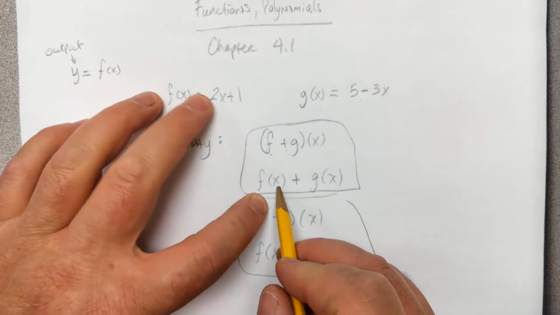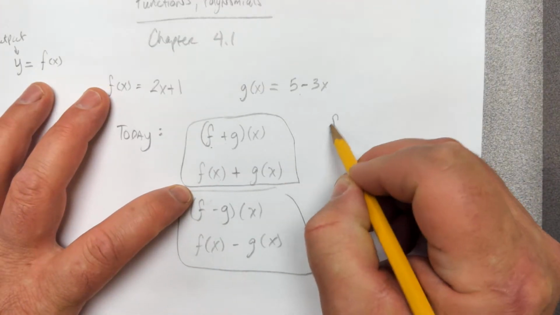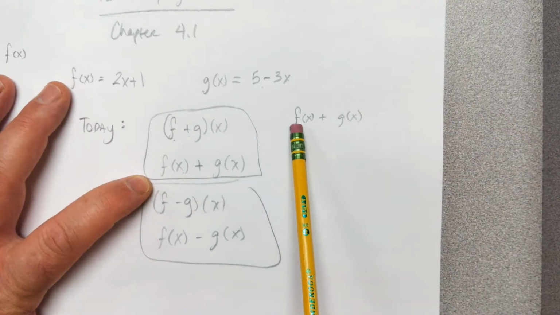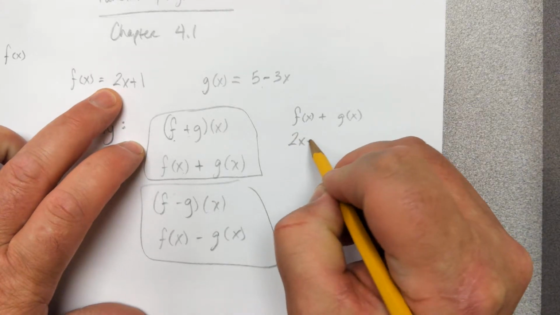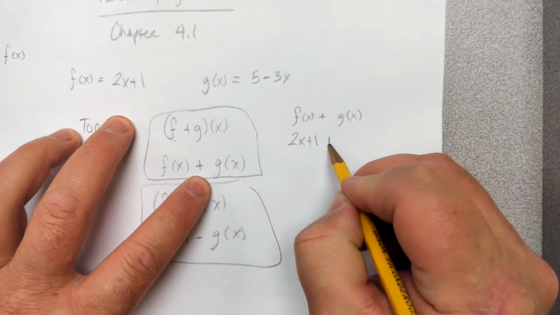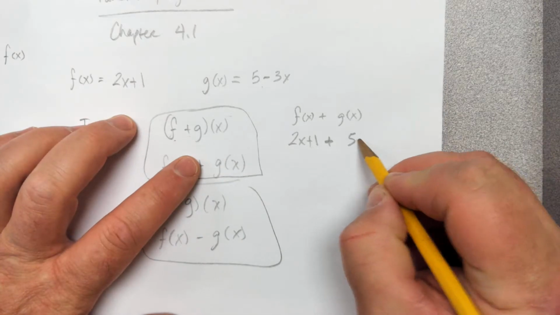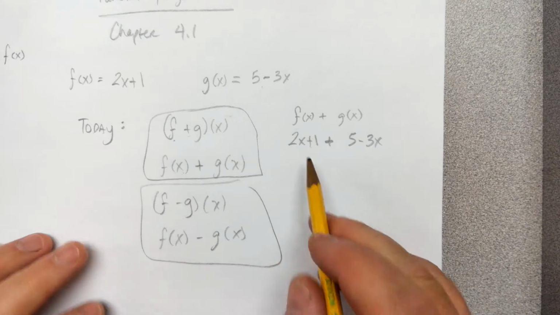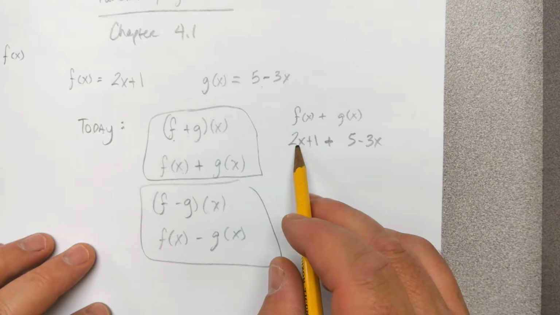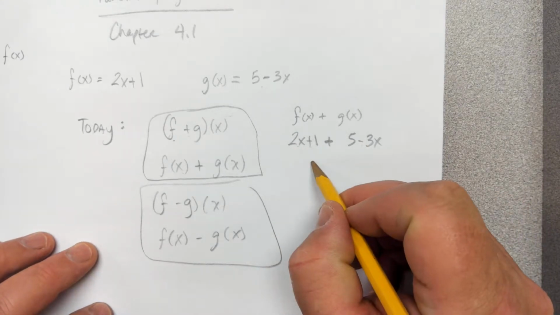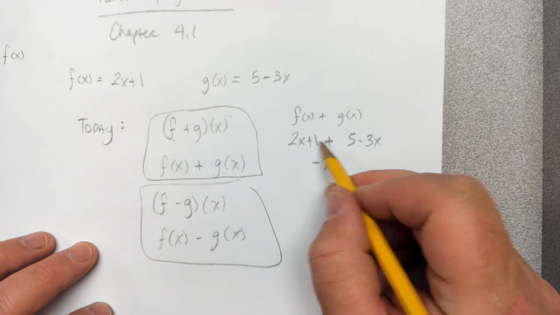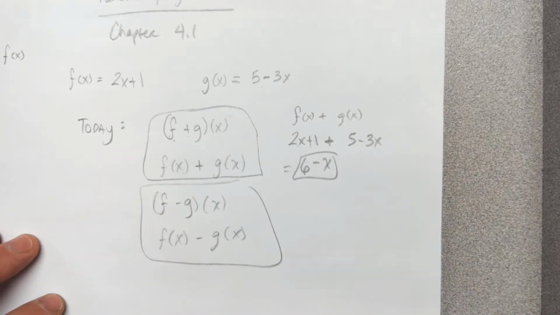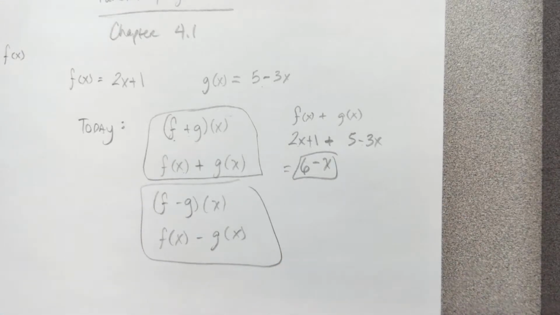So you see how f of x is, here I'll write it like this. f of x is 2x plus 1, and then plus whatever g of x is, 5 minus 3x. And then all you gotta do is just combine like terms. This is kind of weird because it's 2x minus 3x, so that's negative 1x, right? And then 5 and 1 is 6. I'm gonna write it first. That's your answer. So it's just combining like terms, that's all.